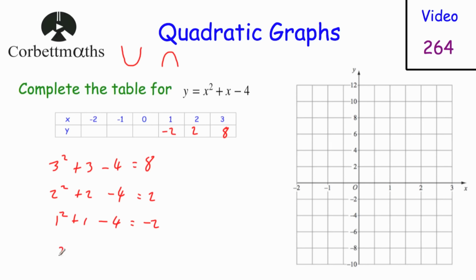Now we've got 0, so we're going to do 0 squared, plus 0, take away 4. Well, 0 squared is 0, plus 0 is 0, take away 4 is minus 4, so that'd be minus 4.